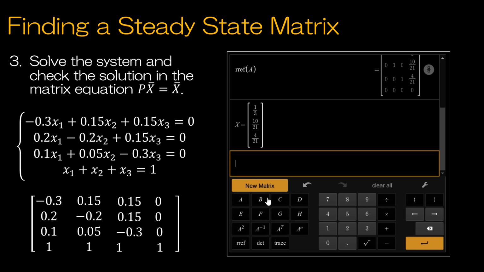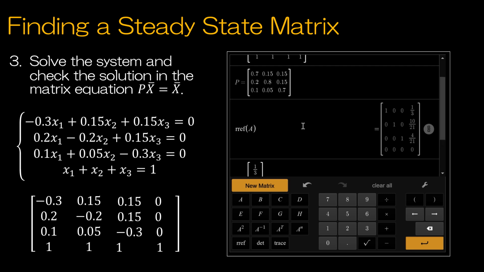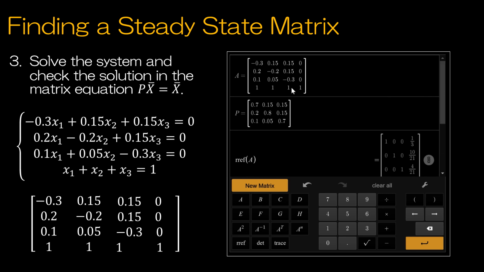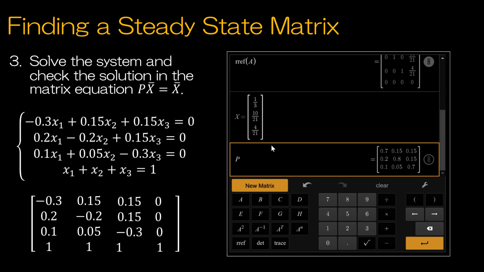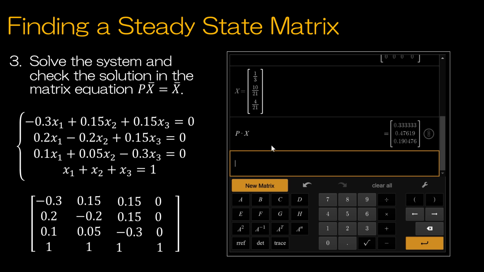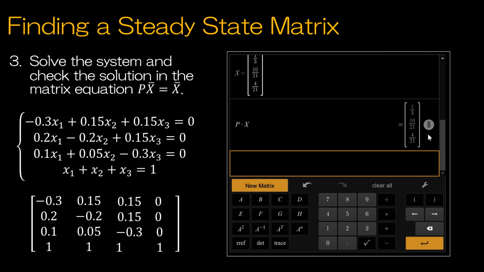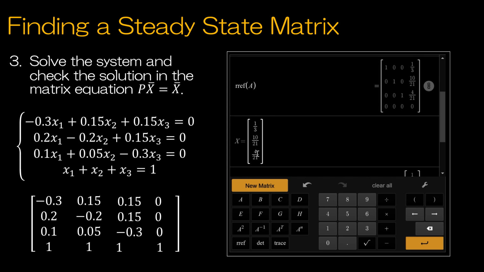Now, the other part of this, so it says solve the system, but also then check that if you take P times X bar, you also get X bar. So I have taken P, which was our original P matrix. I just went ahead and re-entered it in here. If I take P times X, I want you to notice that if I click the fraction button, I do in fact get 1/3, 10/21, and 4/21, verifying that this X matrix is our steady state matrix.